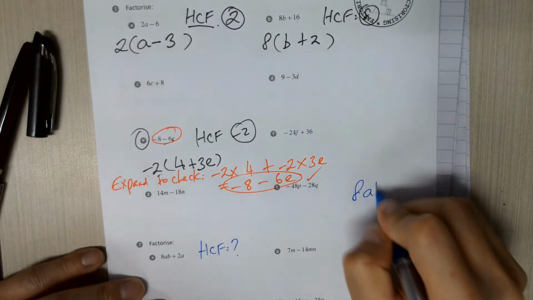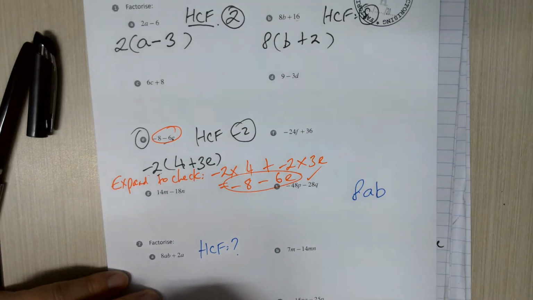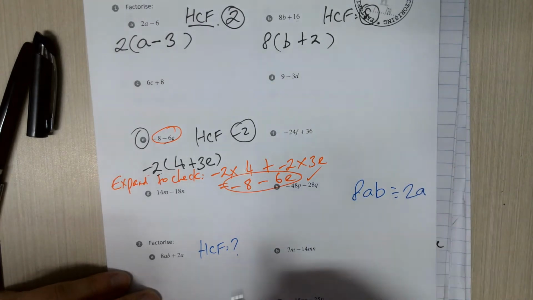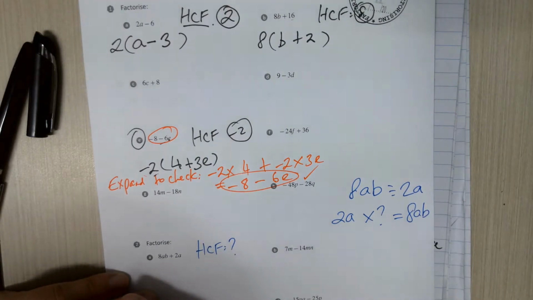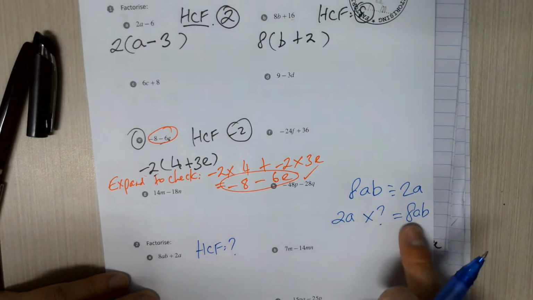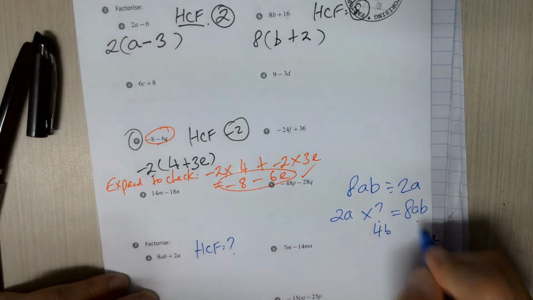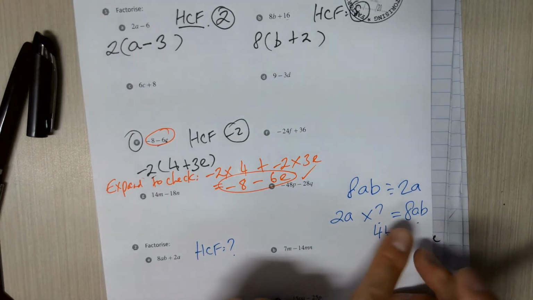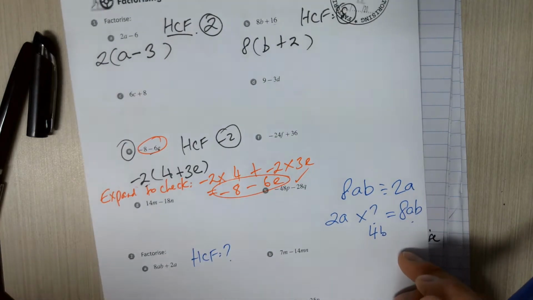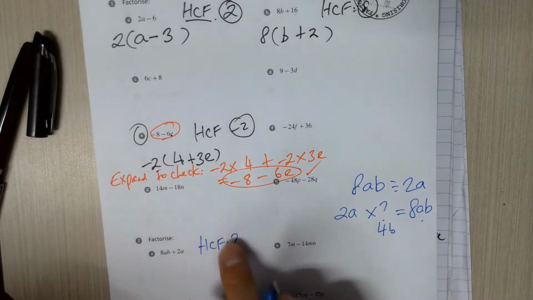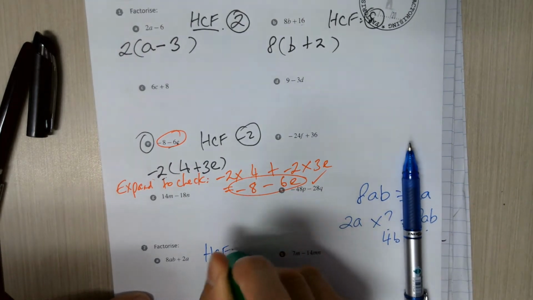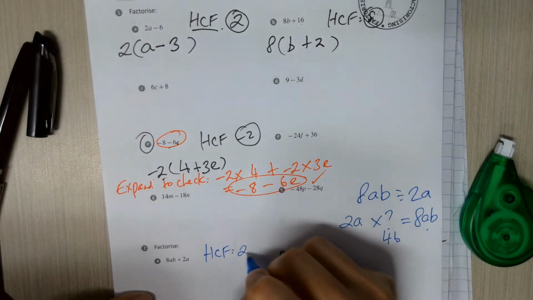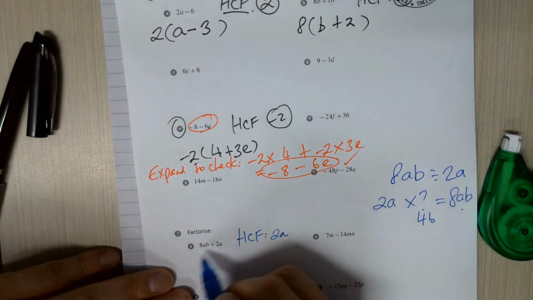If I have 8ab divided by 2a, so basically what I'm saying is 2a times something can give me 8ab. Right, 2a times 4b is going to give me 8ab, right? So I can actually divide 8ab by 2a. So the highest common factor here is 2a, which means I'm going to take 2a outside of the bracket.